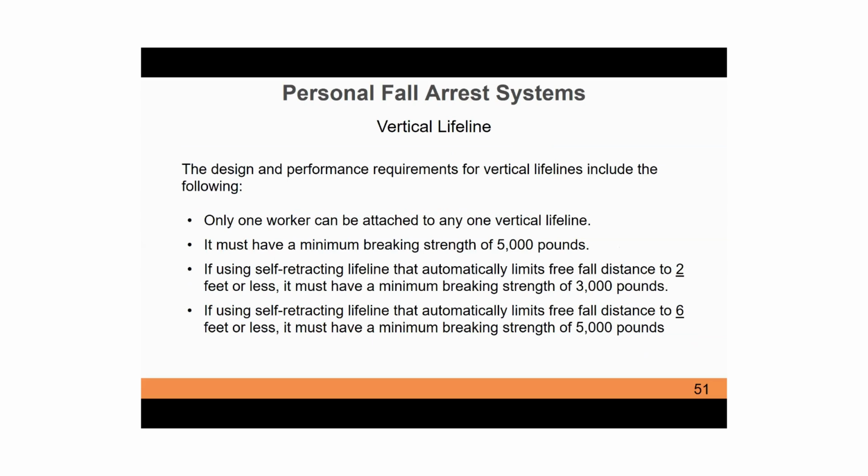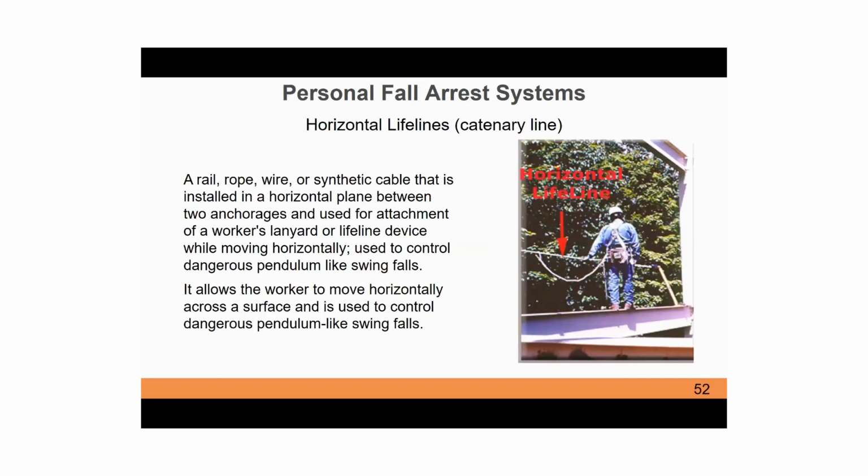It has to have a minimum breaking strength of 5,000 pounds. And if it limits the free fall distance to 2 feet or less, a breaking strength of 3,000 pounds minimum. If it's 6 feet or less, a breaking strength of 5,000 pounds minimum. And if pendulum swings are an issue that could come up if you want to use a lifeline, the horizontal lifelines are what we commonly see to control those pendulum swings.